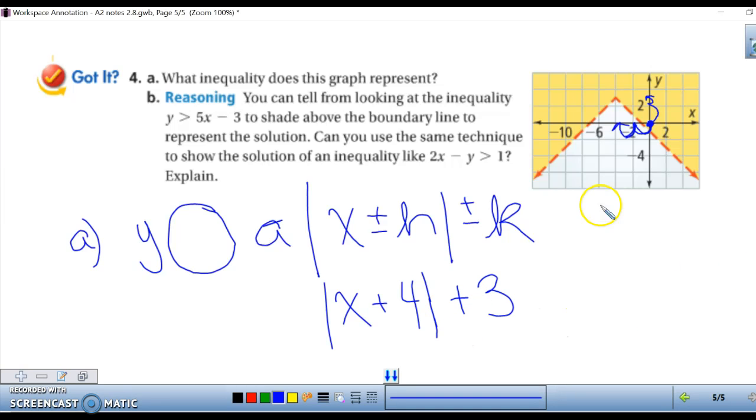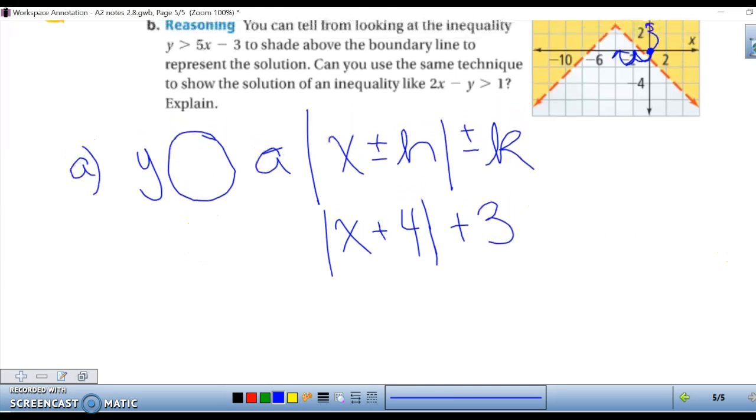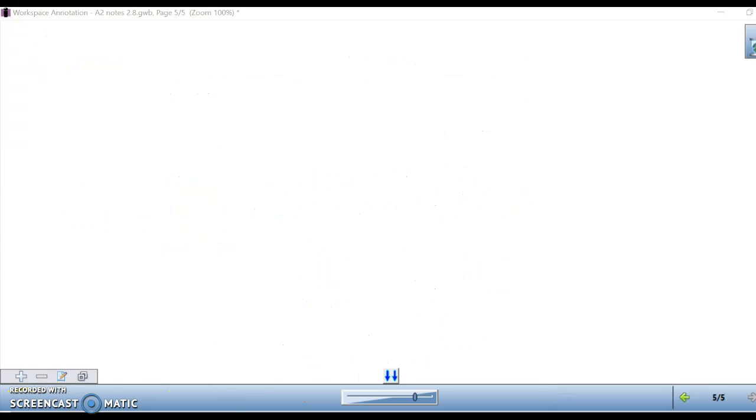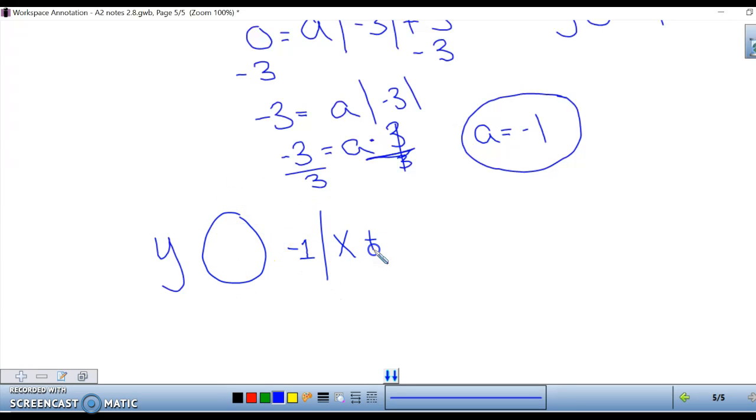We don't know what kind of stretch or compression we have right now. So how do we solve for that? We're going to pick a point on the graph and plug it in and figure out what A is. We're going to pick -7 for X, and our Y is at 0. We're going to solve for A. So go ahead and do that. To save time, I solved A by myself. A is equal to -1, so we can plug that into our inequality. So we have -1 absolute value of X plus 4, plus 3 on the outside.